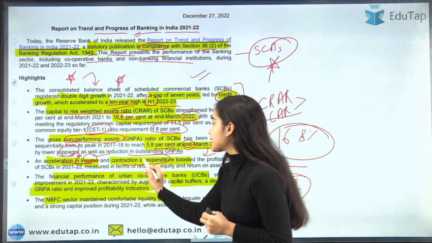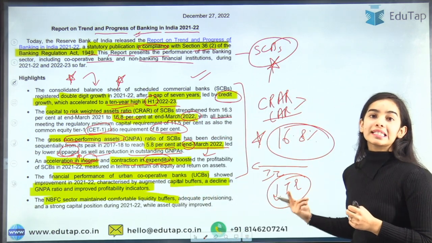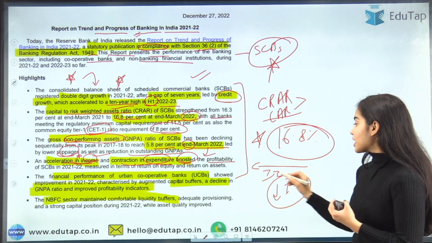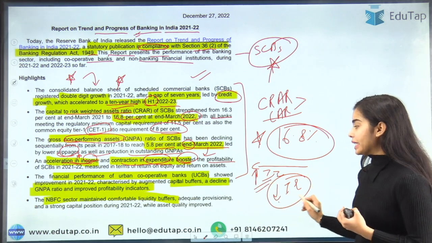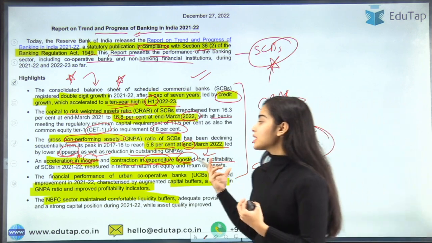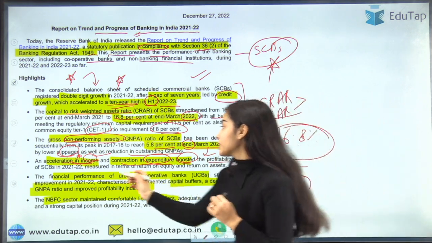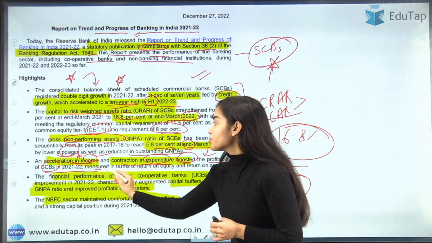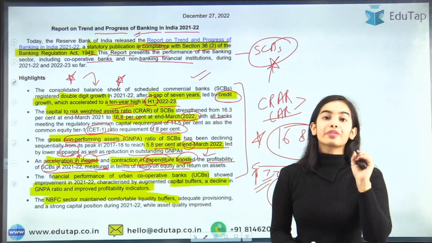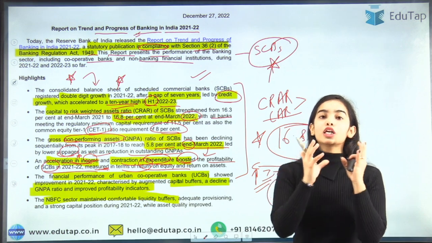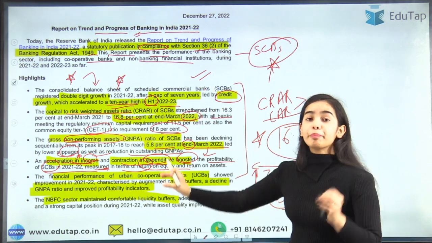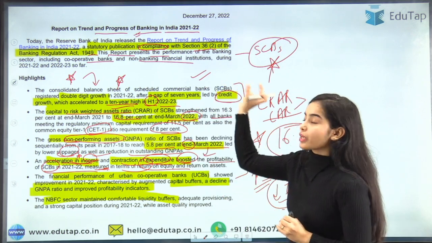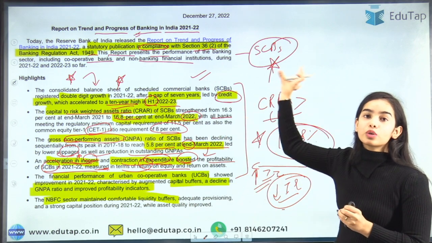So the contraction in expenditure has happened due to the lower interest expenditure, and this has boosted the profitability of the banks because more interest income is happening and less interest expenditure is happening. So this has boosted the profitability of the scheduled commercial banks in 2021-22. This is measured in terms of return on equity and return on assets. Assets are the loans of the bank. So these are the most important points given in the report on trend and progress of banking in India for the scheduled commercial banks.